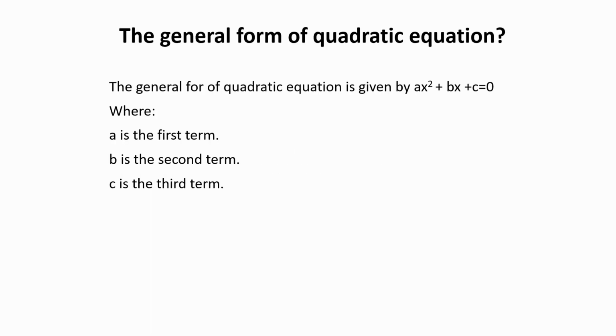The general form of a quadratic equation can be represented as ax squared plus bx plus c, where x is the variable of the quadratic equation and a is the coefficient of x squared, that is our first term. The second term is the coefficient of x, that is b, and the constant term, that term that doesn't have any variable, is regarded as c.